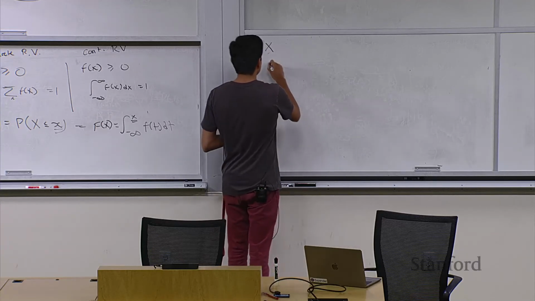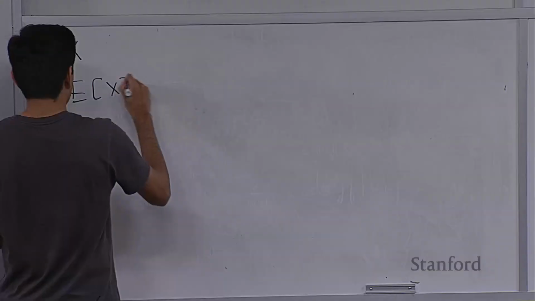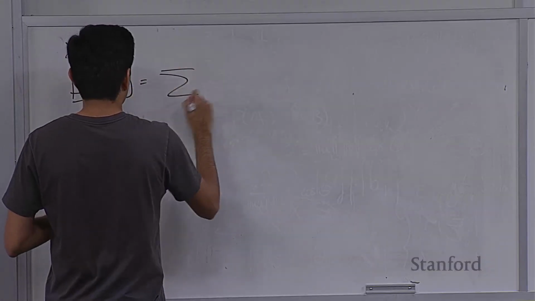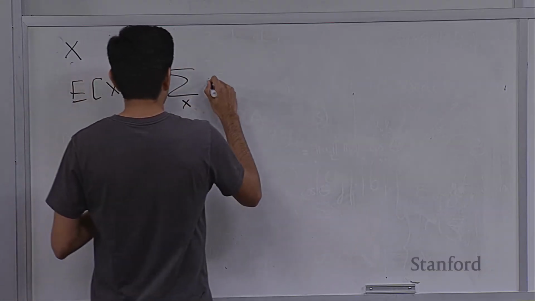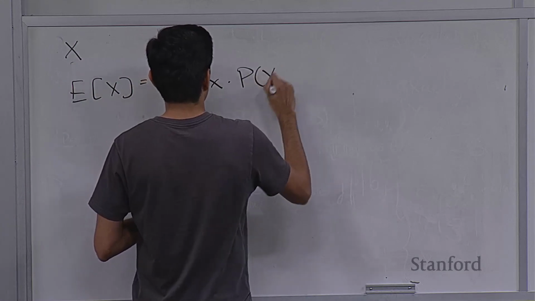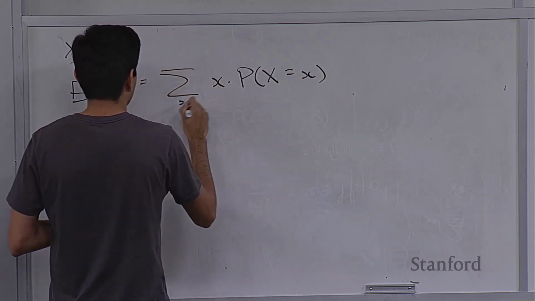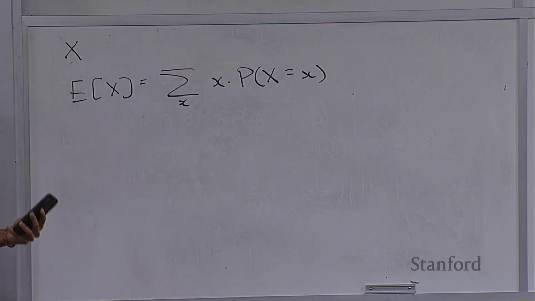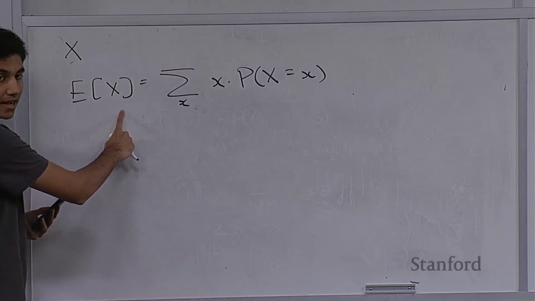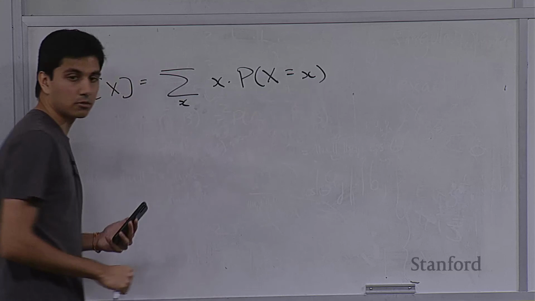And we can define the expectation. We write it as E of X. We write that as the sum over all values x times the probability that the random variable is equal to that value. Does that make sense? It's basically a weighted average of all of the outcomes X can take with respect to the probability of that given outcome.